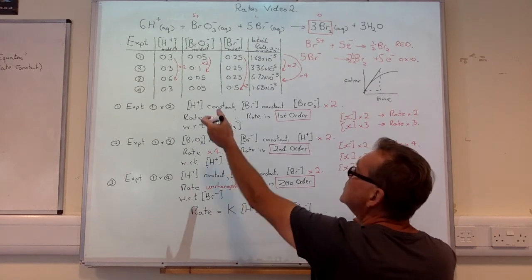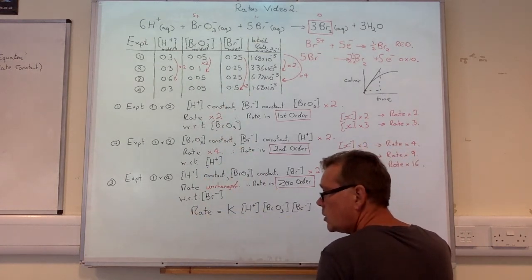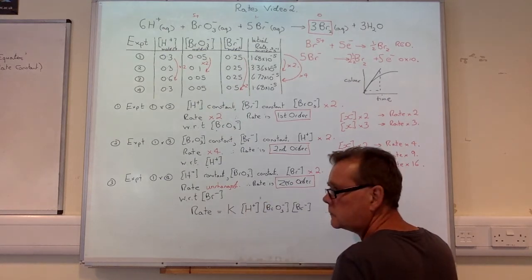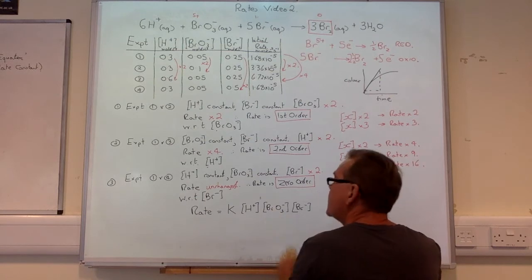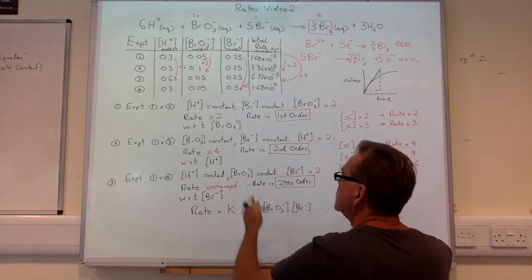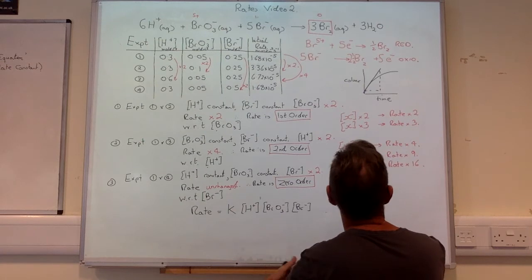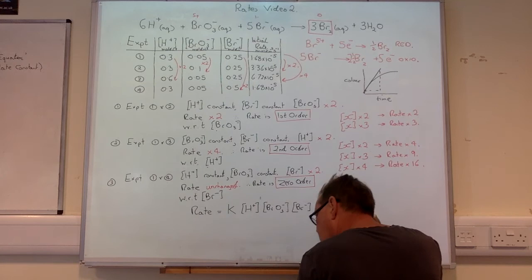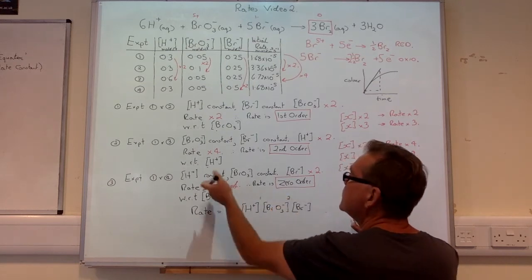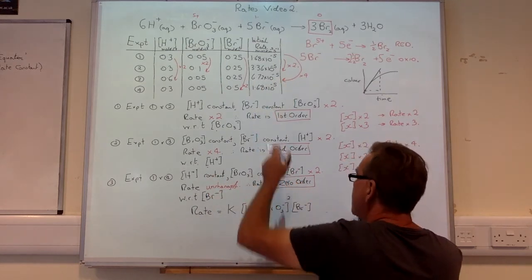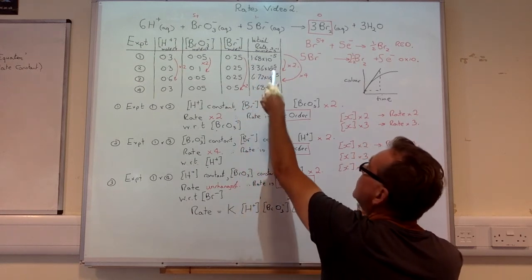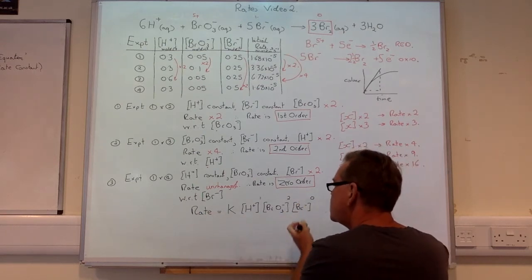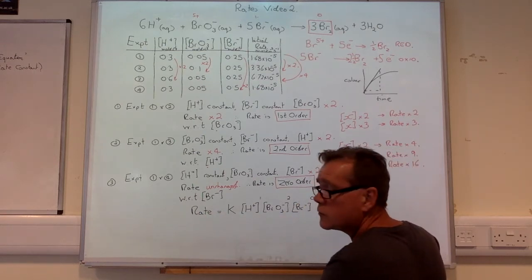First order with respect to H plus. You double the concentration of that, you double the rate. First order. So you can put a 1 in there. The bromate, right? Second order. You double the concentration of that, the reaction is 4 times faster. The rate is 4 times. It's second order, 2 there. Third one, the bromide, you double the concentration of that, experiment 1 and 4, the rate is unchanged. Zero order. That is the rate equation for this reaction.